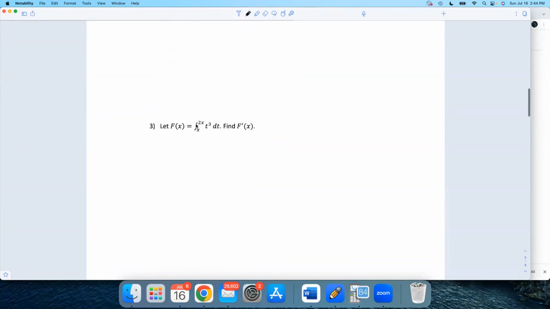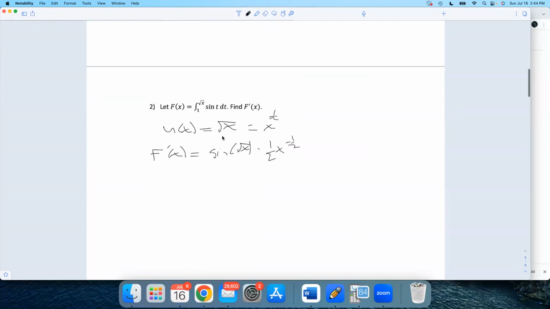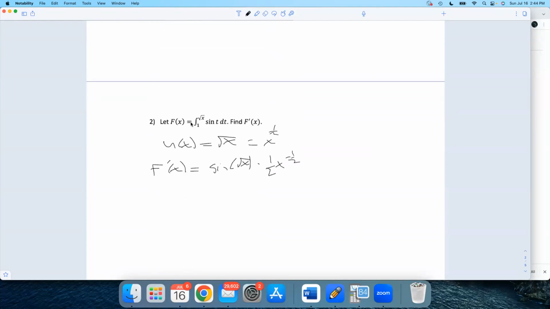Okay, what if our top and bottom limits are both functions of x? See, in these examples, the bottom was just a number, and I really don't care what the number was. I remember when I learned this, that always bothered me. Well, what if that's a 10 instead of a 1? It won't matter because the derivative of a constant is 0. That's why that number doesn't matter.